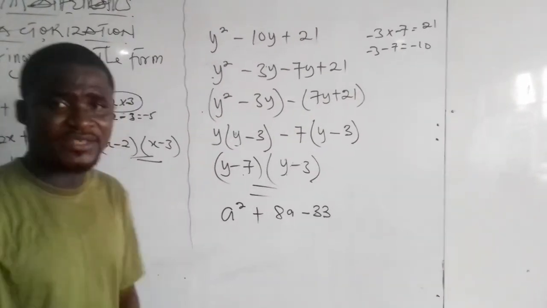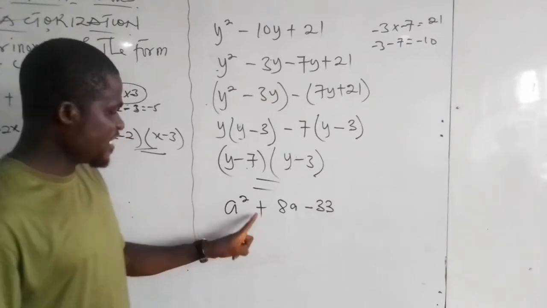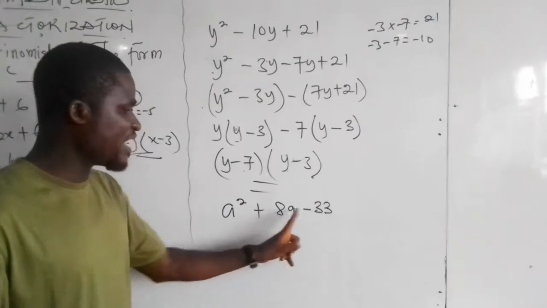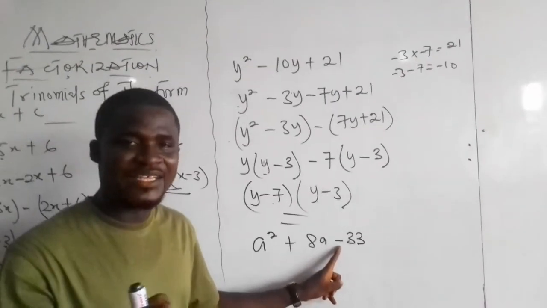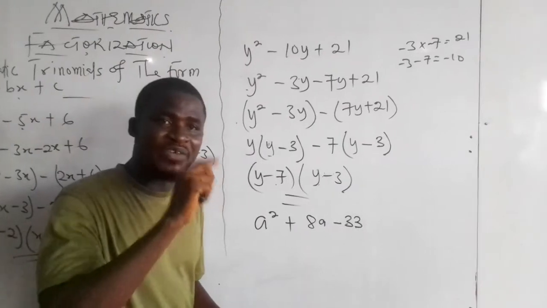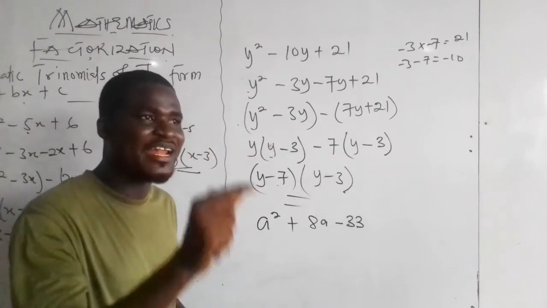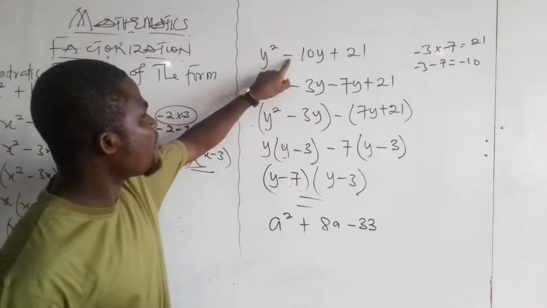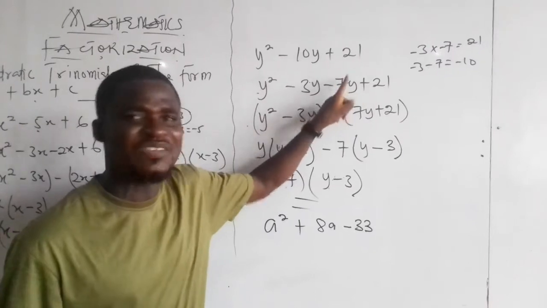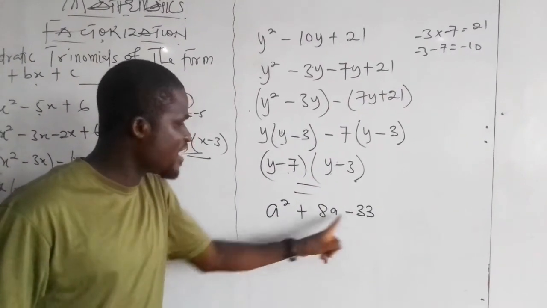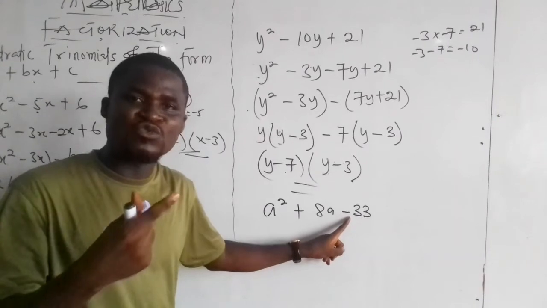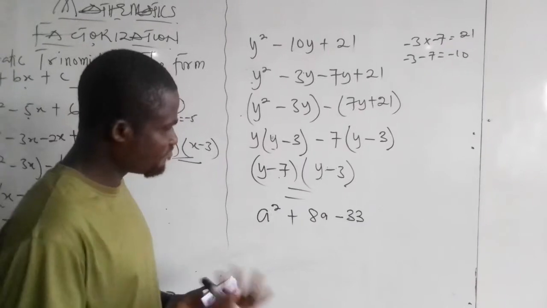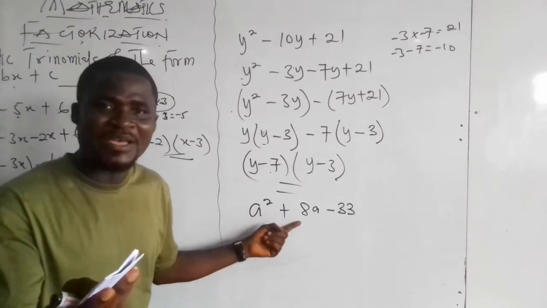Now, let me give you another trick here. You see, this place is positive and here is negative. So whenever this place is positive and here is negative, automatically one of the figures will be positive and another one will be negative. So take note. Unlike this one, whereby both figures will be negative. Here is positive, here is negative. So one of the numbers will be positive and one will be negative. So take note.